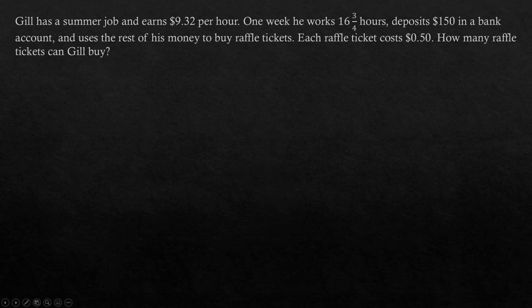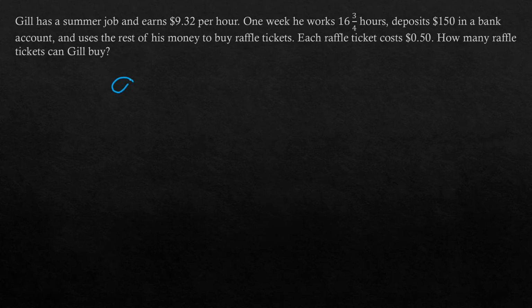Gil has a summer job and earns $9.32 per hour. One week he works 16 3/4 hours. He deposits $150 in a bank account and uses the rest of his money for raffle tickets. Each raffle ticket costs 50 cents. How many raffle tickets can Gil buy?